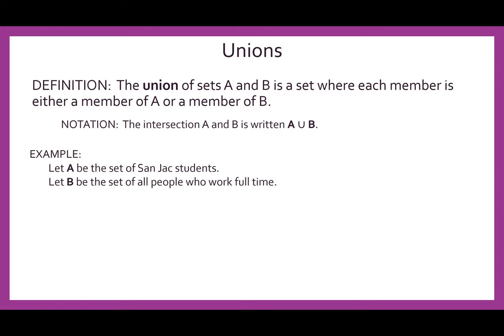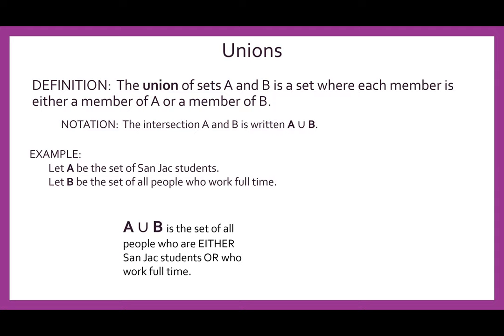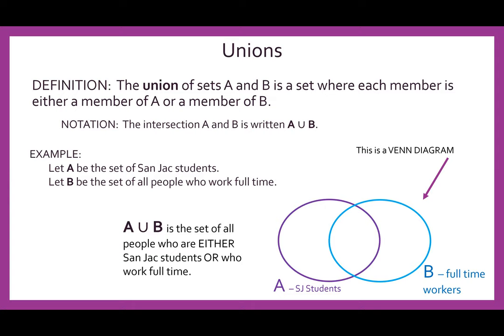All right, so let's go over the same example. We've got A is the set of our San Jac students, and then B is the set of full-time workers, right? So now we want to know about A union B. So it's going to be the set of all people who are either San Jac students or who work full-time. So the setup looks the same, right? Same Venn diagram.